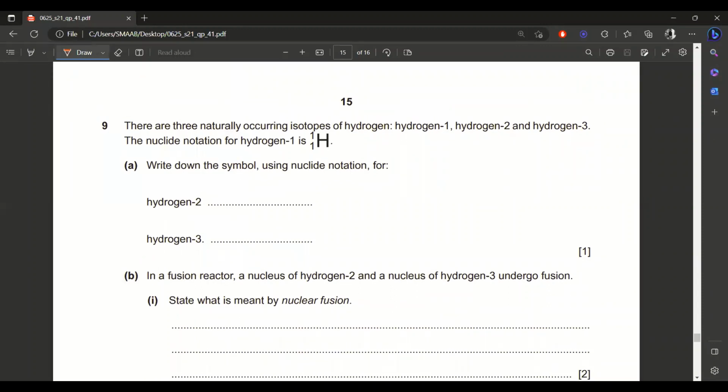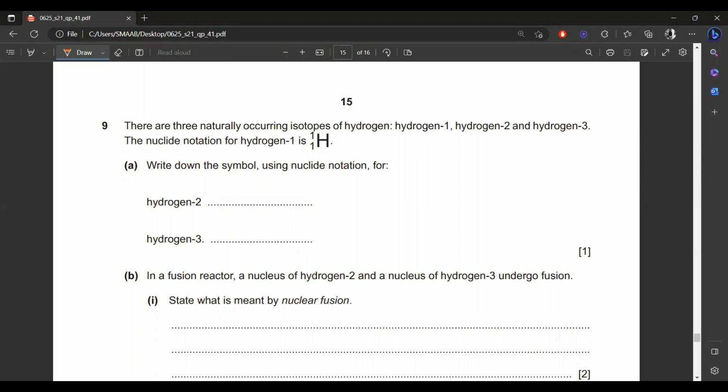Question number 9. There are three naturally occurring isotopes of hydrogen, hydrogen 1, 2, and 3. The nuclide notation for hydrogen is 1H1. Write down the symbol using nuclide notation for hydrogen 2 and hydrogen 3. So in this question, they are talking about the isotopes of hydrogen, that is hydrogen 2 and 3.